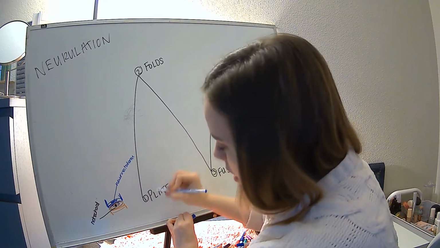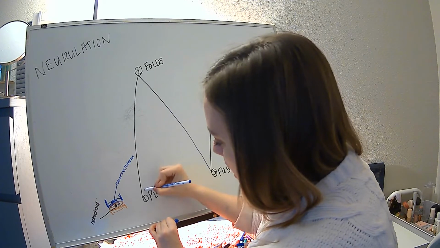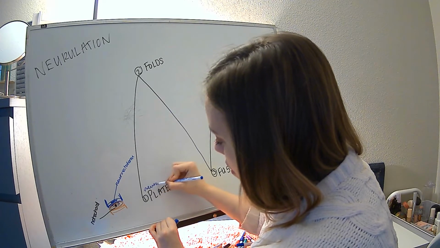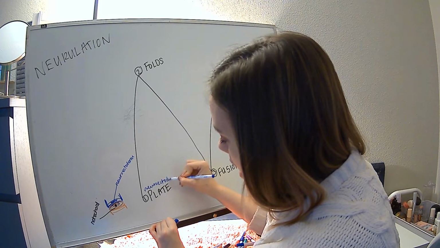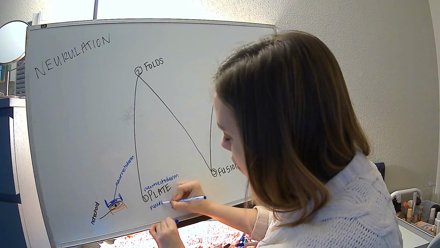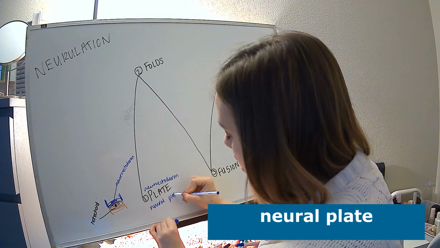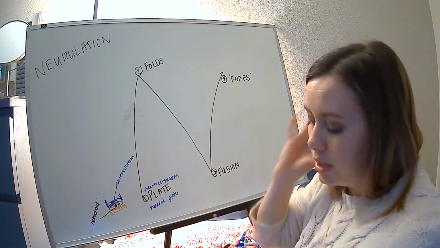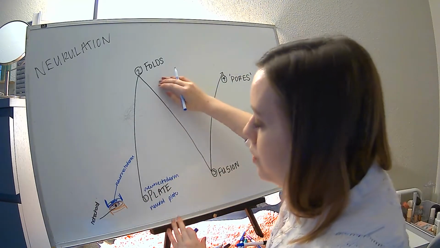Not all of it though. It's going to form into a neuroectoderm plate, or a neural plate as we'll often call it. And that plate is going to continue to develop in size up into our second stage.